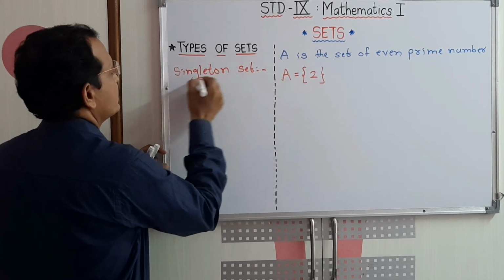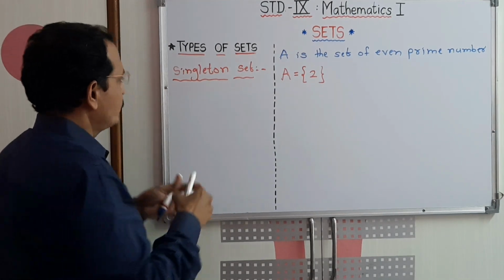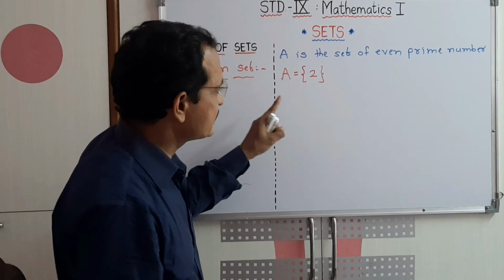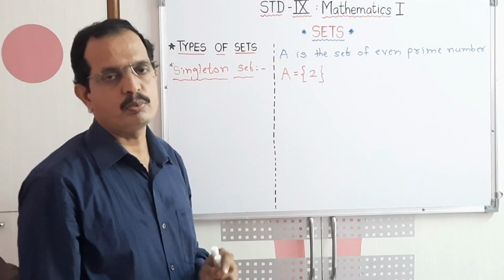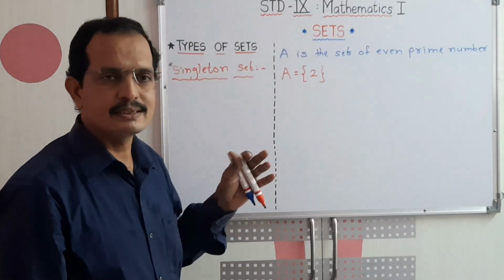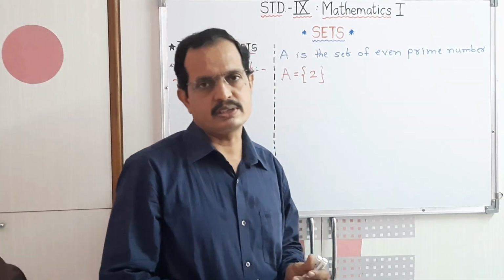Therefore the first type of set is a singleton set. You understand this very well, that is, if a set consists of one element, then that type of set is called a singleton set. We can see many examples of such a type of set.